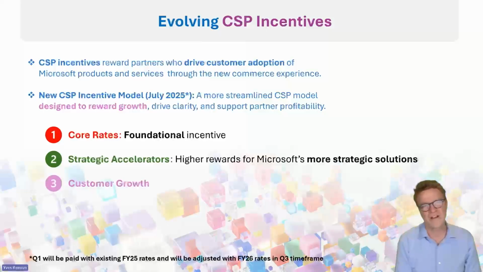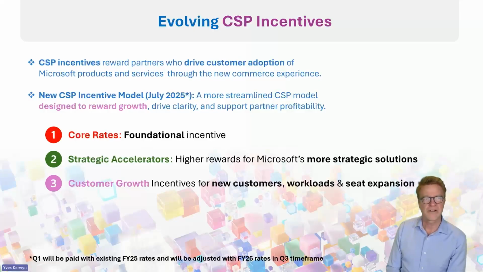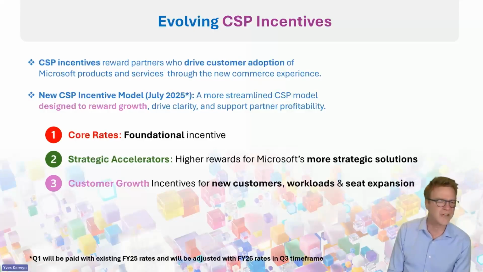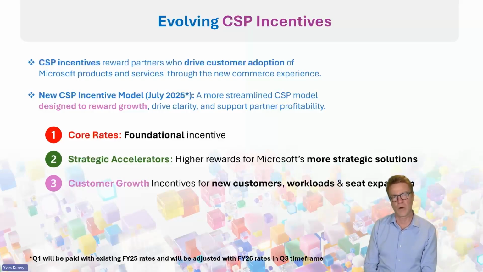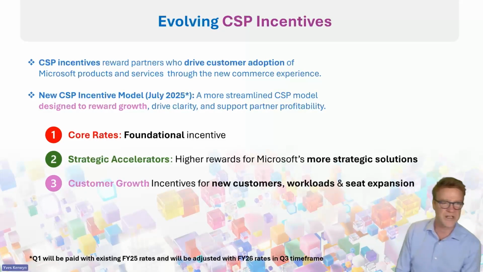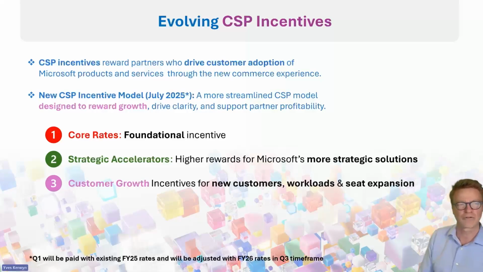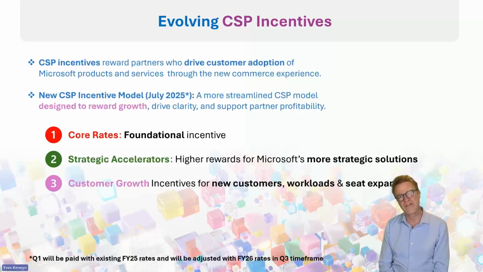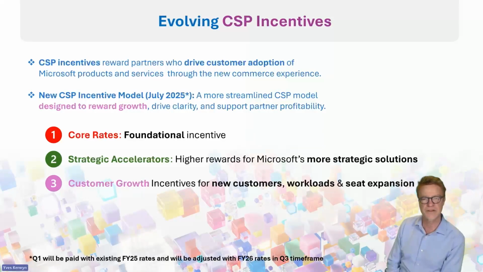Now, the rules high level, the CSP incentives typically is based on 3 levels. There are the core incentives, the 3%, as you will see. There are strategic accelerators. That's not relevant in the context of Azure because in Azure, there is only one accelerator, that's a customer growth accelerator, applies to any workload. So number 2, you can forget, but it's actually a combination of the core rate, I will explain what it is, and the growth, and that's what you will see.